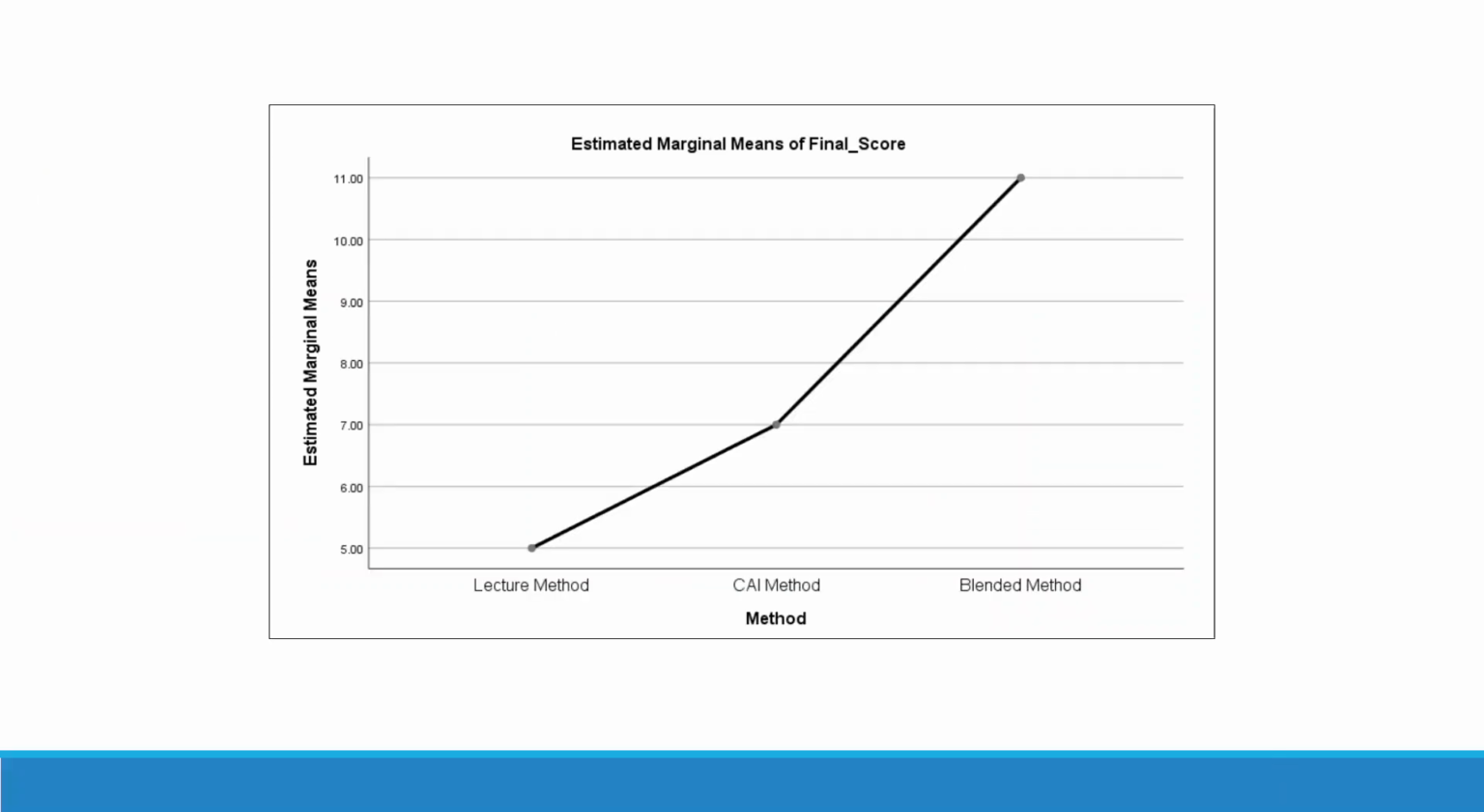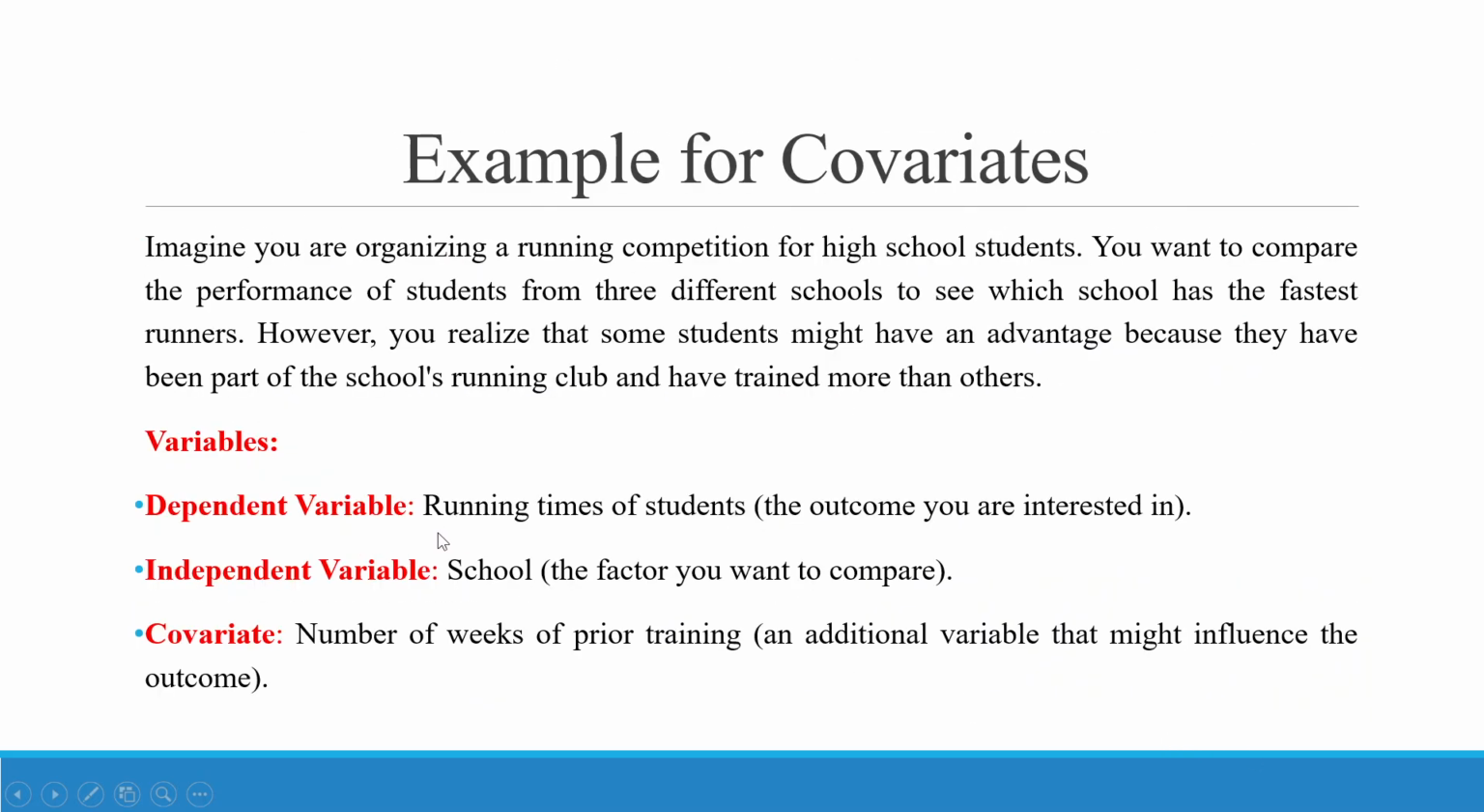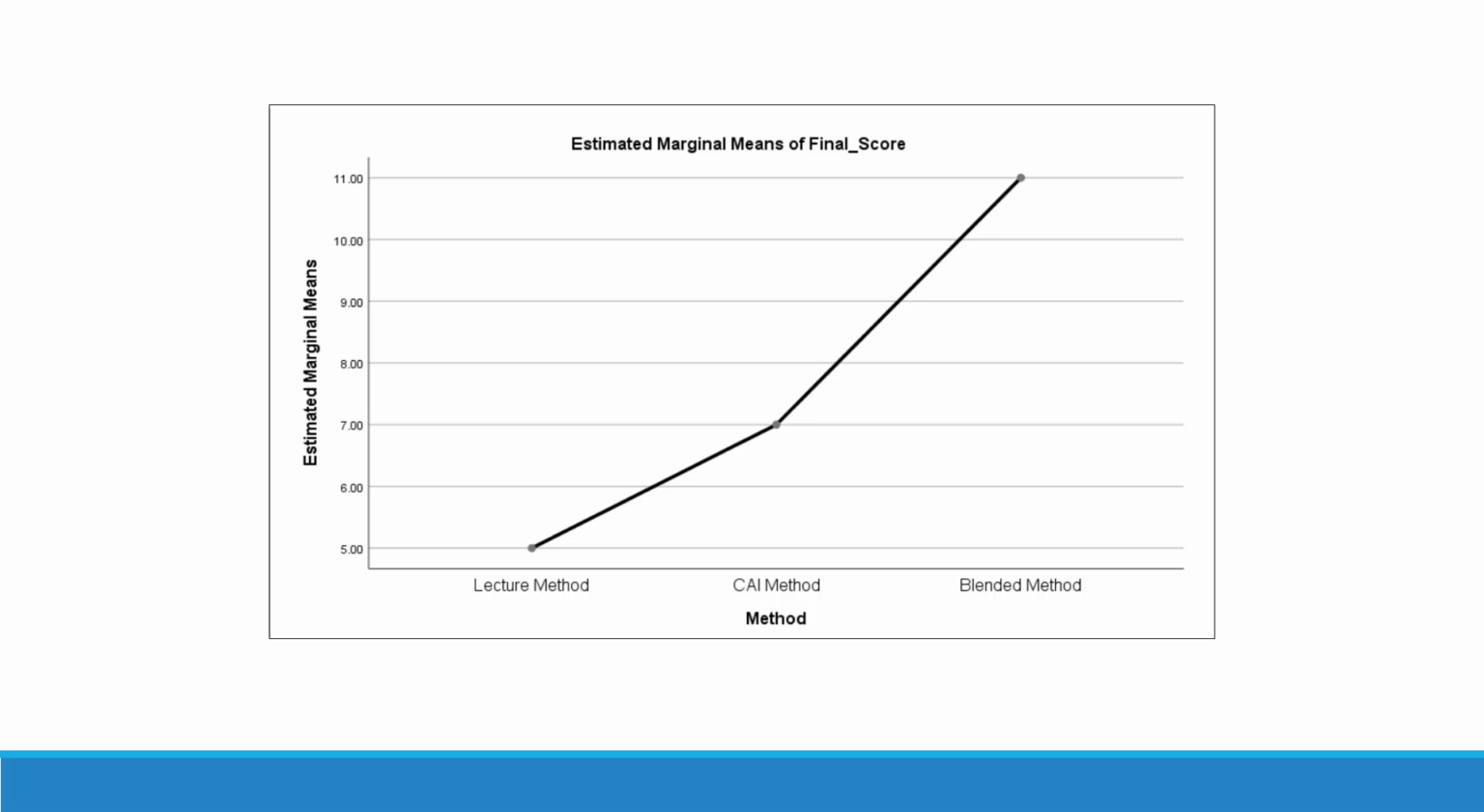Now we will introduce the initial score, the covariate. Just try to recall this example, where some students had got some training, they were having the running club. So here also some of the students were good in computer initially and their scores are available. So we want to take the effect of this also.